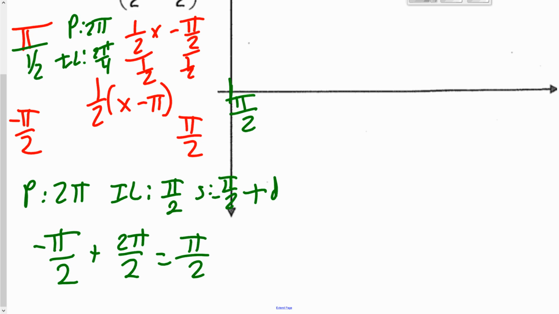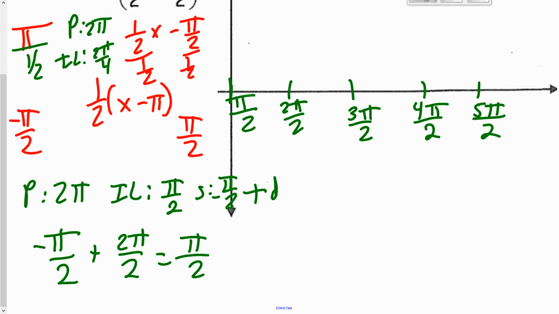Okay, and then we're going to add our interval, which is pi halves, so that becomes 2 pi halves, which is pi, 3 pi halves, 4 pi halves, which is 2 pi, 5 pi halves. We're done, right? And if we get this distance here, that would be 4 pi halves, which is 2 pi, and that is our period length, right?